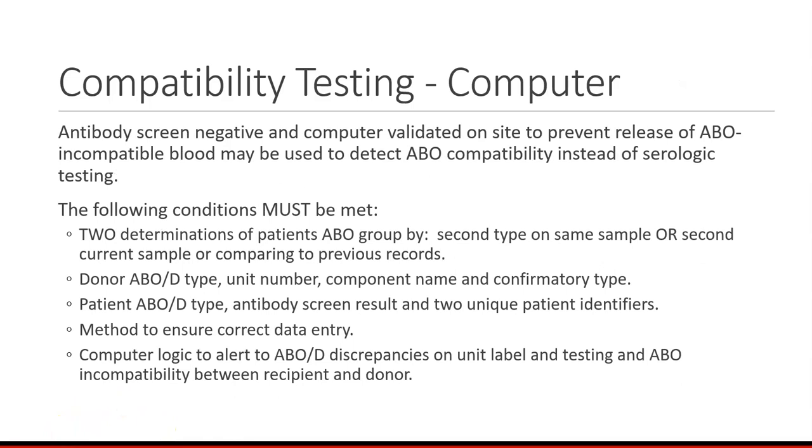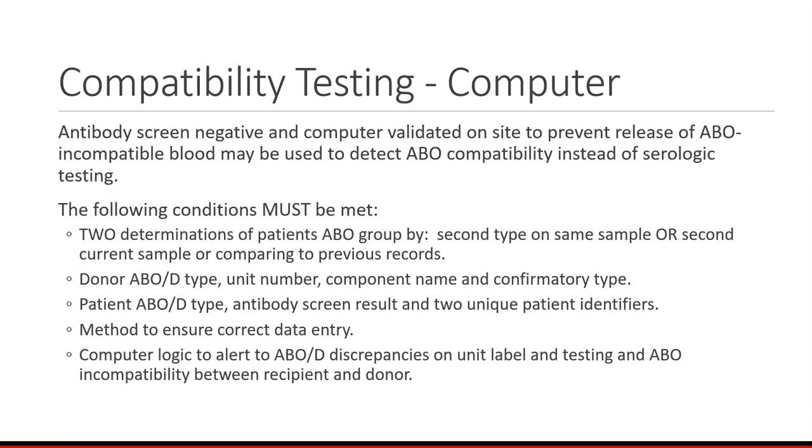Computer cross-matches I have finally grown to be comfortable with. If the antibody screen is negative and a computer is validated on site to prevent the release of ABO incompatible blood, it may be used to detect ABO compatibility instead of serological testing. The following conditions must be met. Two determinations of the patient's ABO group by a second type on the same sample, or a second current sample, or comparing to previous records.